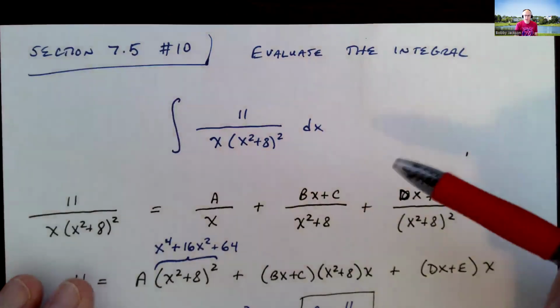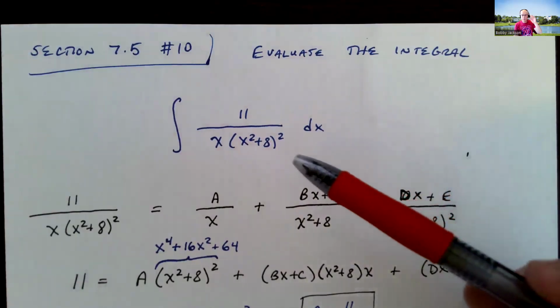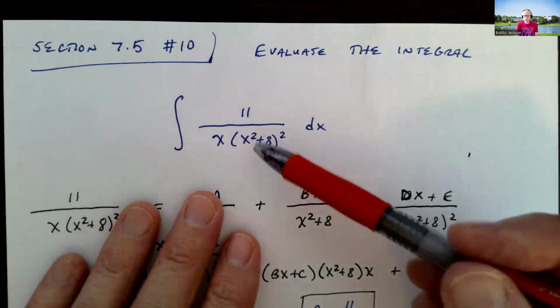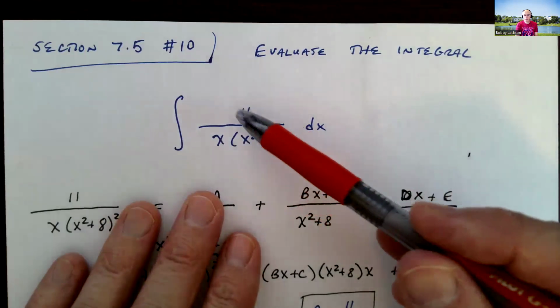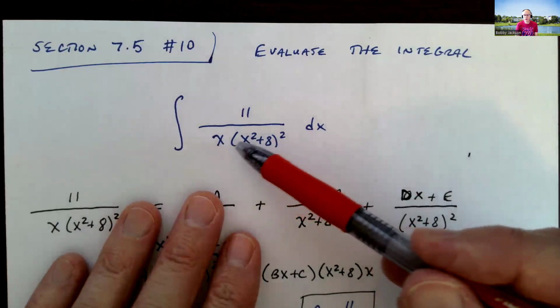Take a look at number 10 in section 7.5. We're going to evaluate the following integral here, of course, using the method of partial fraction decomposition. Notice we have a degree 0 numerator and a fifth degree polynomial down here.